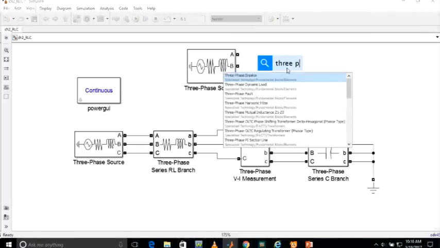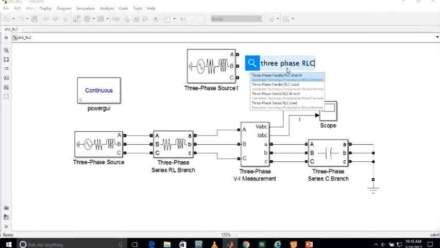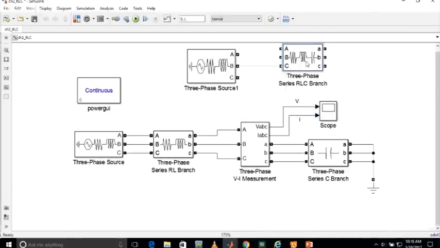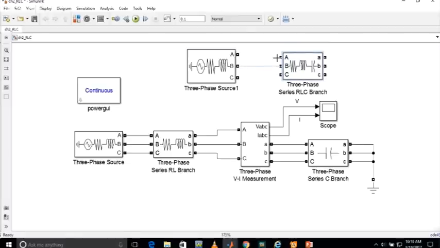Similarly, if you want to connect a three phase RLC branch, just type three phase RLC branch. As it is shown, it gives three phase parallel RLC branch, three phase parallel RLC load, then three phase series RLC branch and three phase series RLC load. These are the four options it's giving. We need a three phase series RLC branch, so this is the third option. And as you can see, when we connect it, this is a three phase RLC branch, and we just have to connect it like this.